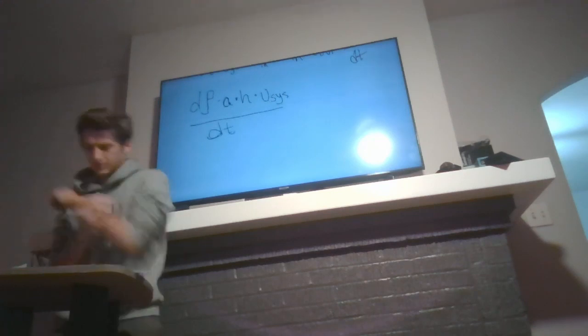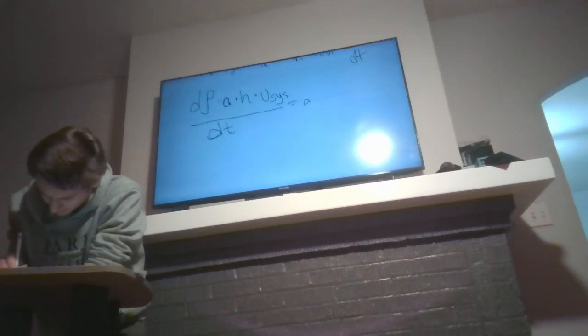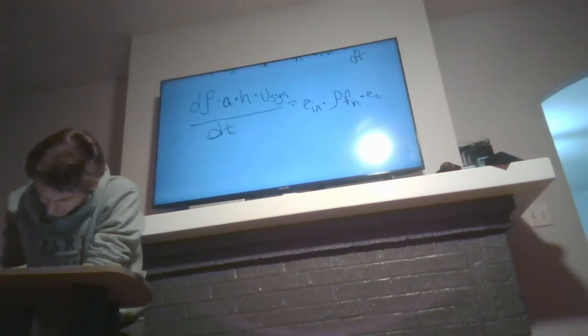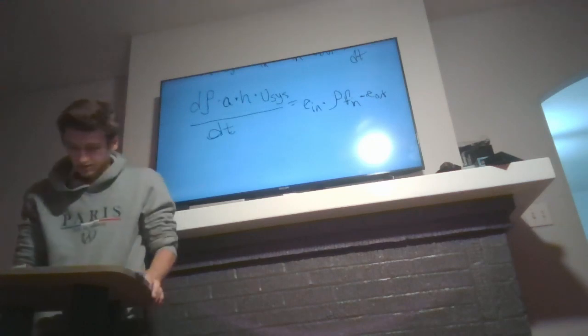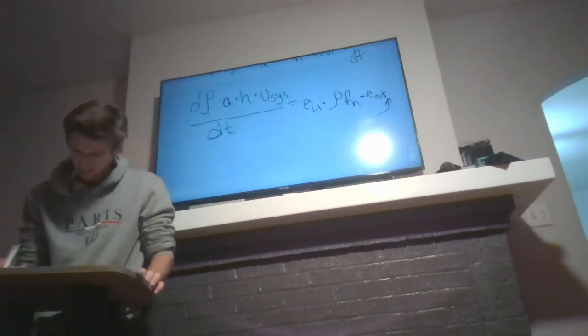And then for the right hand side of that, we'll get enthalpy in times the density of the flow in, minus enthalpy out, and then all of that times density times alpha times h square root.